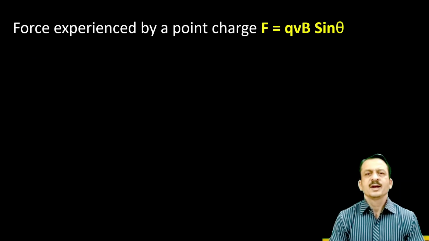the force experienced by a moving charge in the presence of an external magnetic field. That is given by F is equal to QVB sin theta. Q is the charge, V is the velocity of the charged particle, and B is the magnetic field. It is a vector quantity. It can also be written as Q into V cross B. V is the velocity vector and B is the field vector.